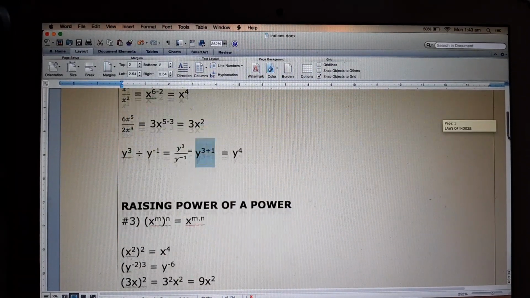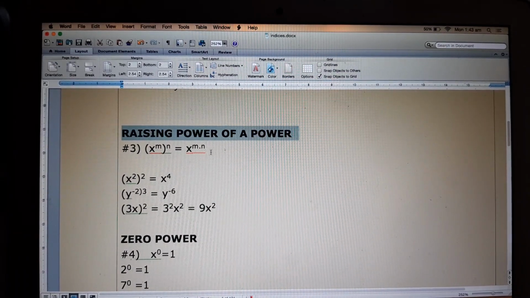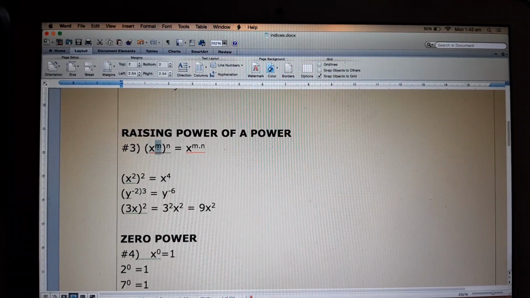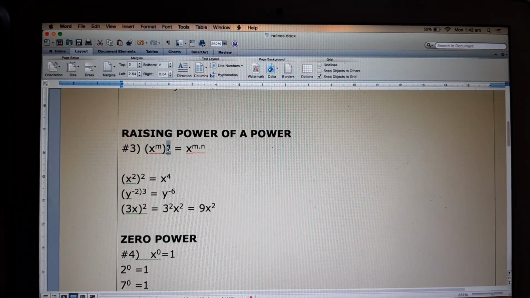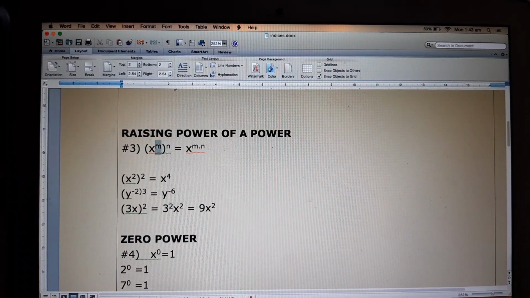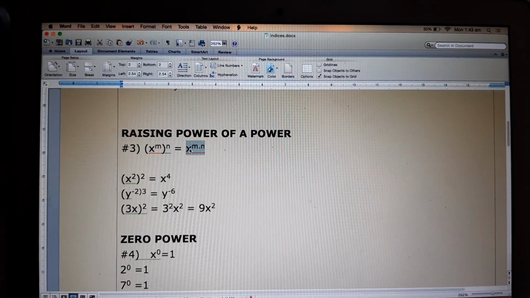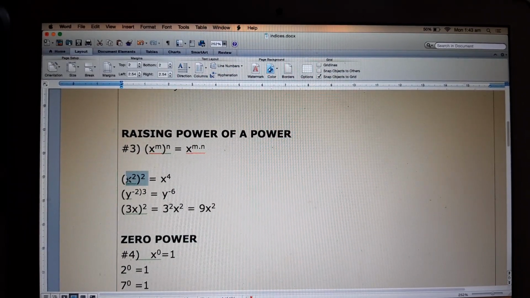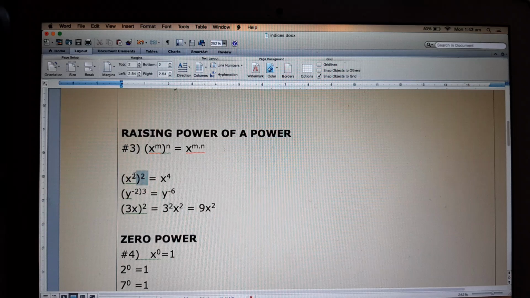Rule number 3. Raising a power of a power. So here in the bracket we have x base and we have power m, and we have another power outside the bracket which is n. So in this case both these powers will be multiplied with one another and the base will remain the same. In this example we have x raised to the power 2 in a bracket and a power 2 outside the bracket. So both the powers are multiplied.